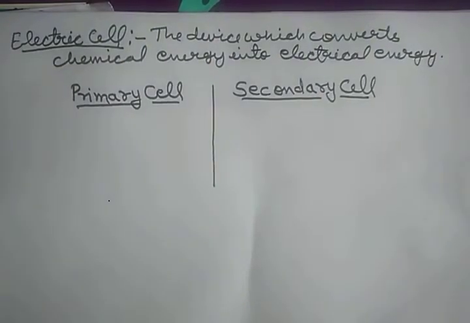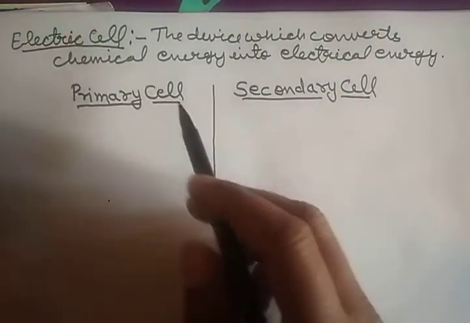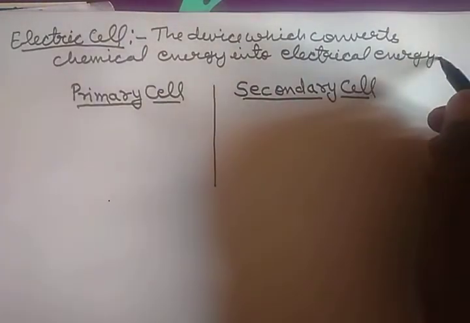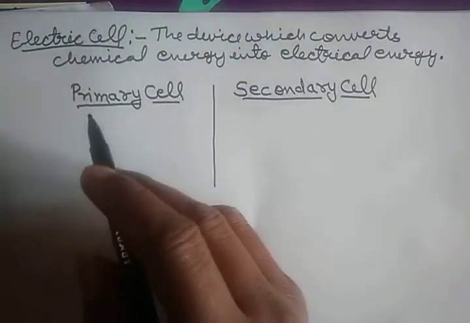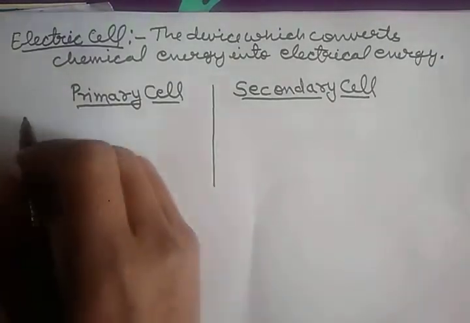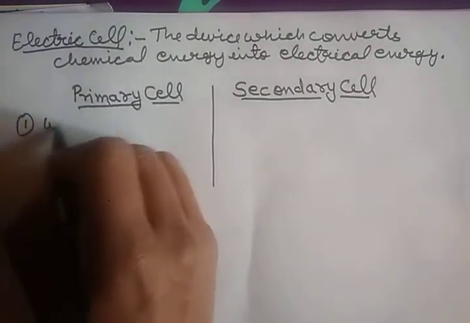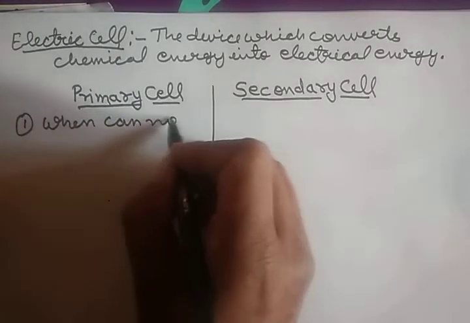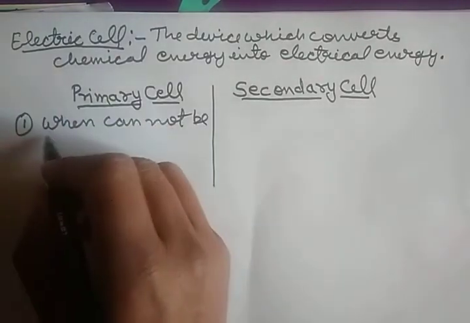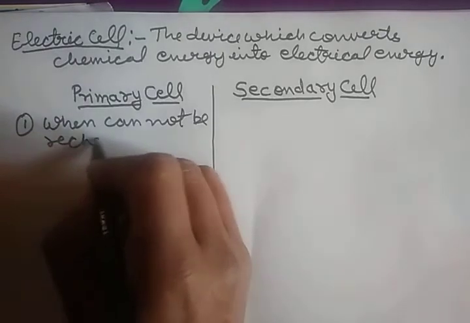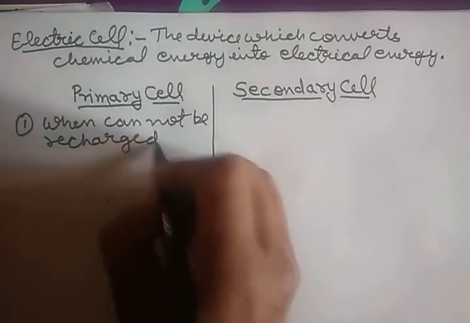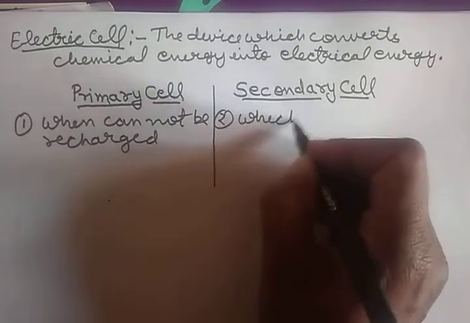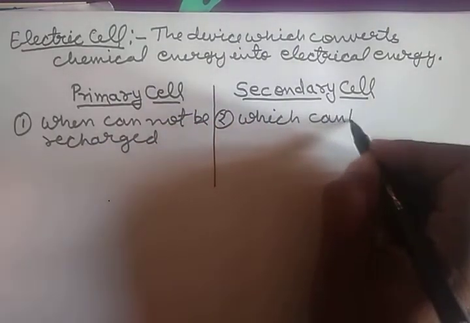So, the electric cell, the device which converts chemical energy into electrical energy, is called electric cell. So, we have primary cell and secondary cell. Primary cells are those which cannot be recharged, and secondary cells are those which can be recharged.